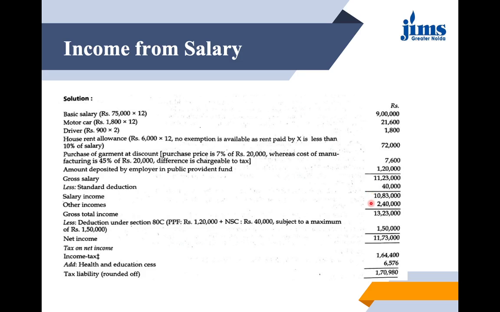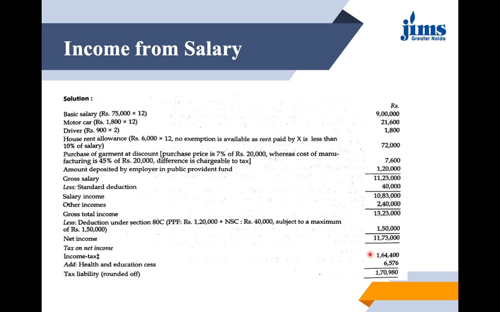Other incomes that we have been given in the question, that he is having income from other sources, other heads, is 2 lakh 40,000. So in that case his gross total income is 13 lakh 23,000. Then further, under section 80C, we do have PPF 1,20,000 and NSC 1,40,000. Total is coming out as 2,60,000, but the section 80C deduction can be provided subject to a maximum of 1,50,000. So we can deduct 1,50,000 only and not beyond that. So in that case, his net income is 11,73,000.